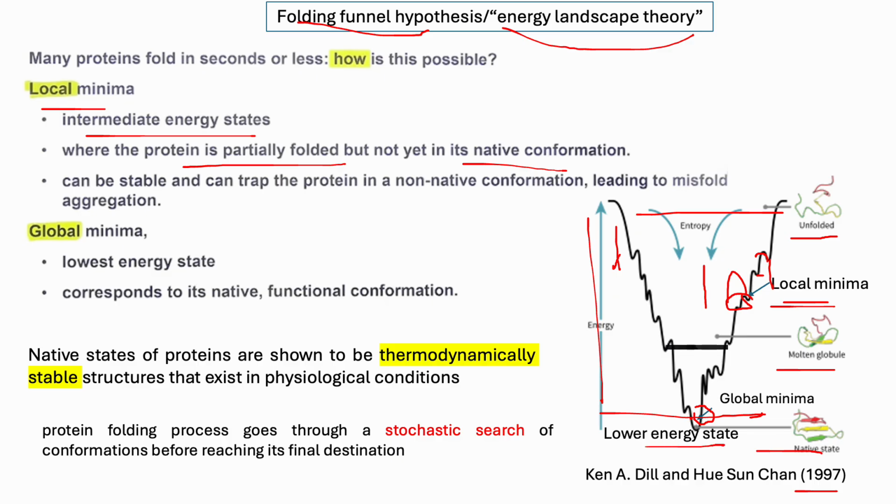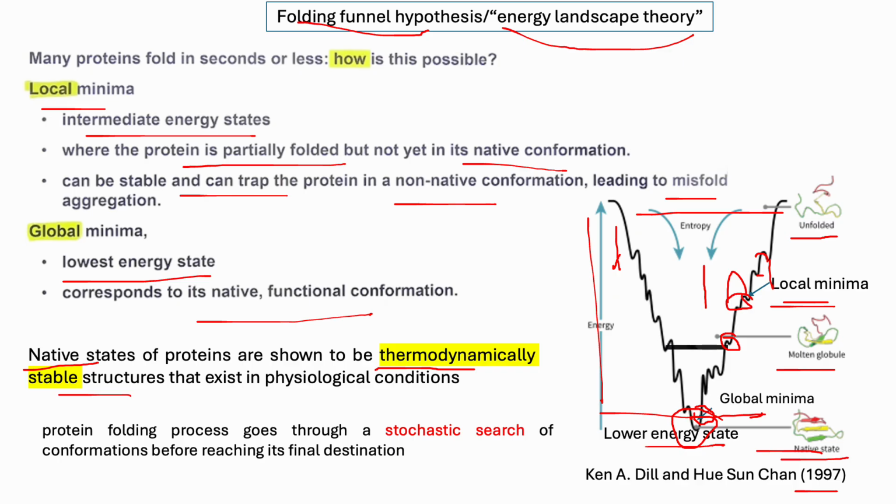This is the lowest energy state where it finds the native state. The native state structure of the protein is found in the lower energy stage, that means in global minima. And then they can be trapped here. They can be trapped in local minima sometimes in non-native conformation, and this sometimes leads to misfold aggregation. And what about global minima? The lowest energy state, which corresponds to native and functional conformation, and this native structure of protein shows the thermodynamically stable structure among all the physiological conditions.